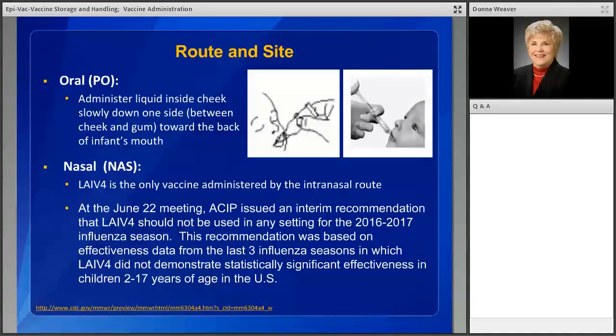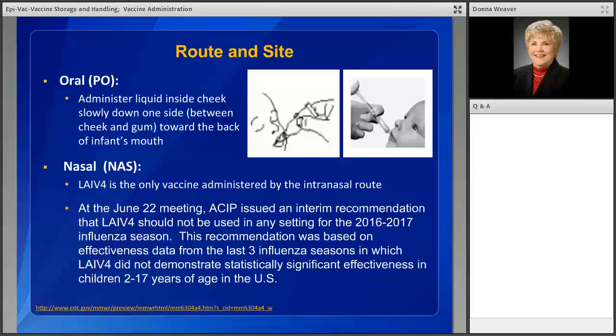Now, rotavirus, oral typhoid, and a new oral cholera vaccine are the only U.S. licensed vaccines that are administered by the oral route. For children, oral vaccines should generally be given before administering injections or performing other procedures that might cause discomfort. The rotavirus liquid should be administered slowly down the inside of the cheek, between the cheek and gum, toward the back of the infant's mouth.